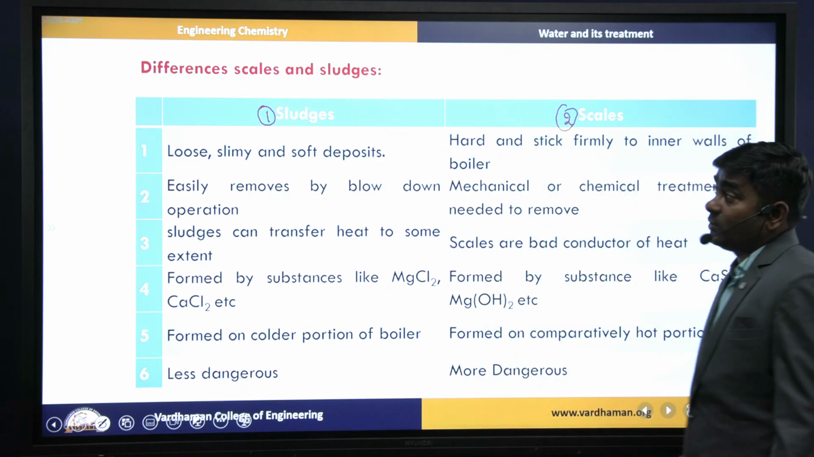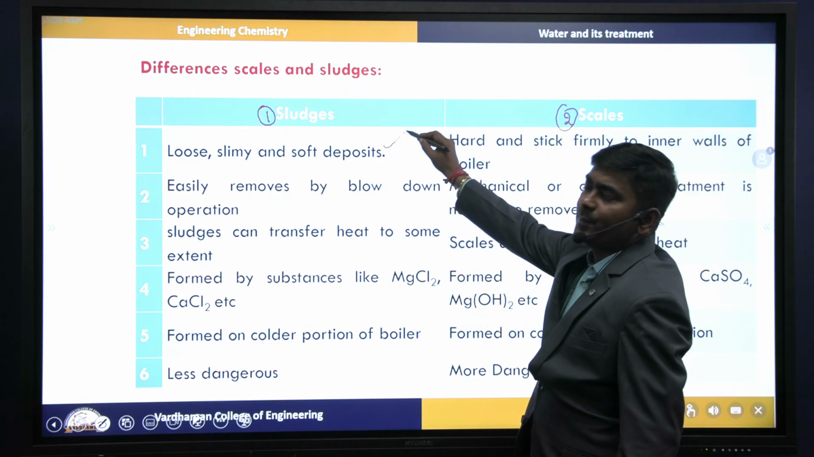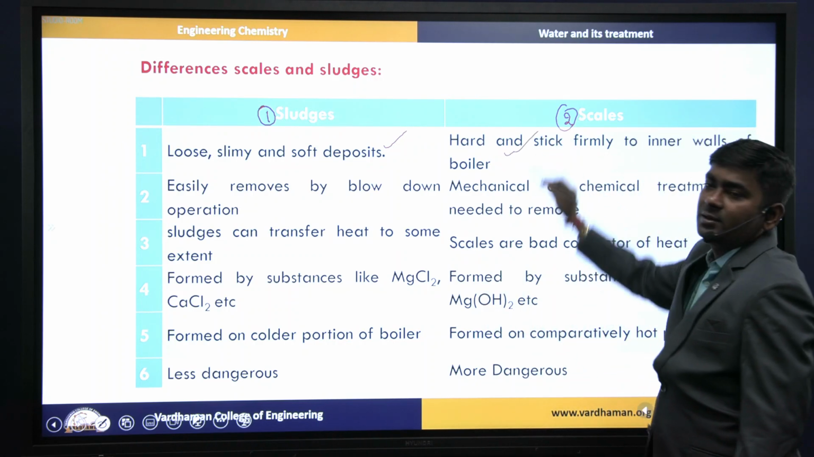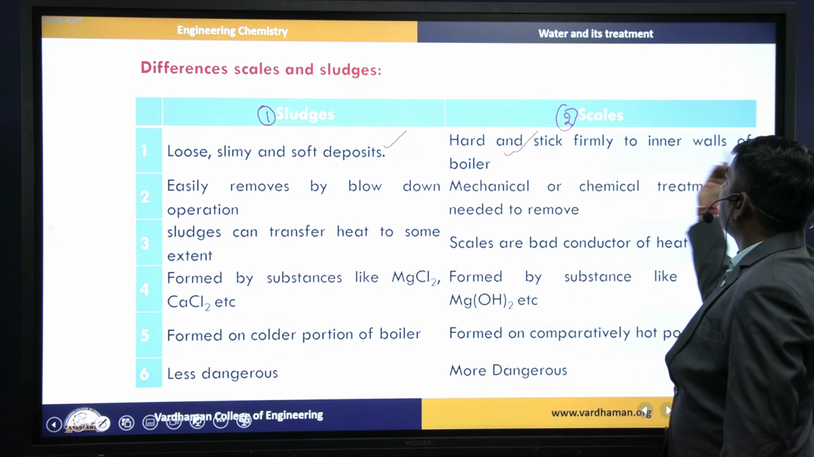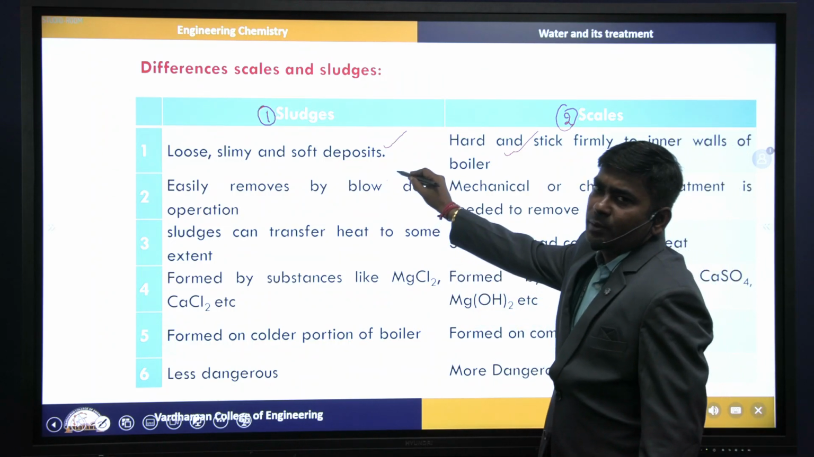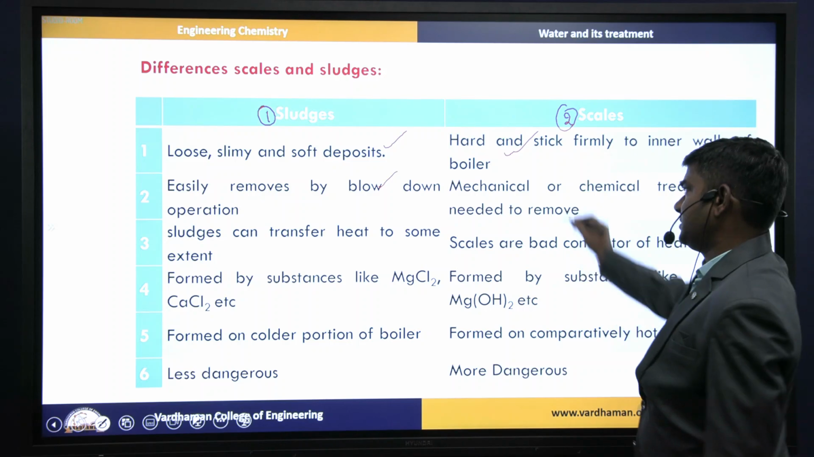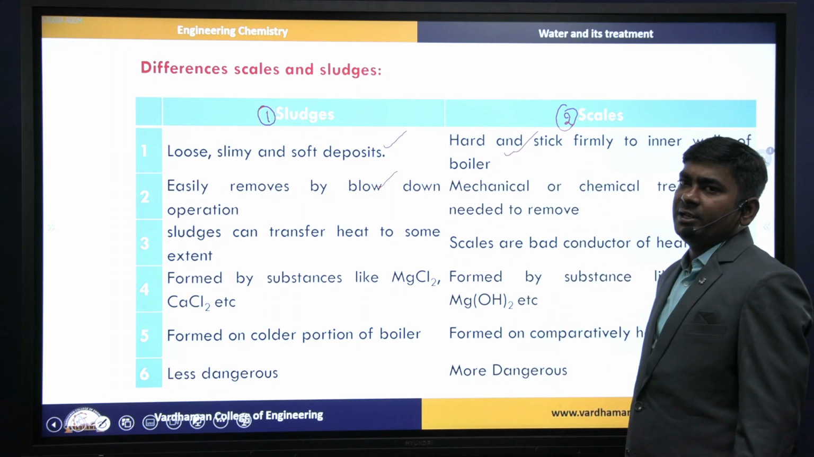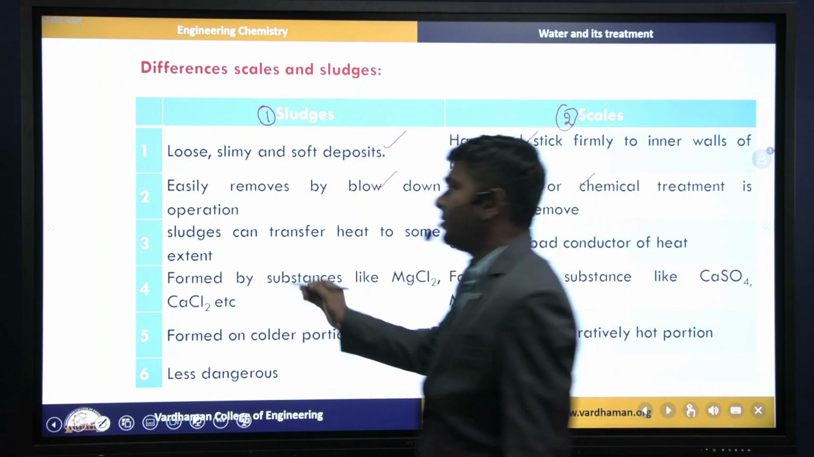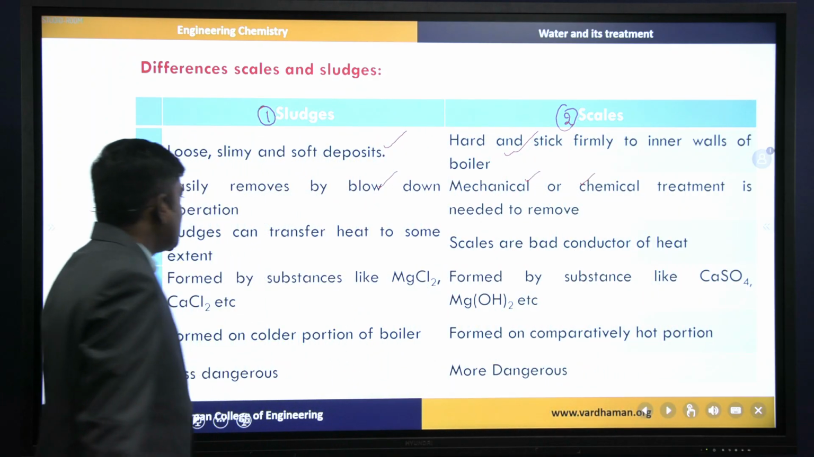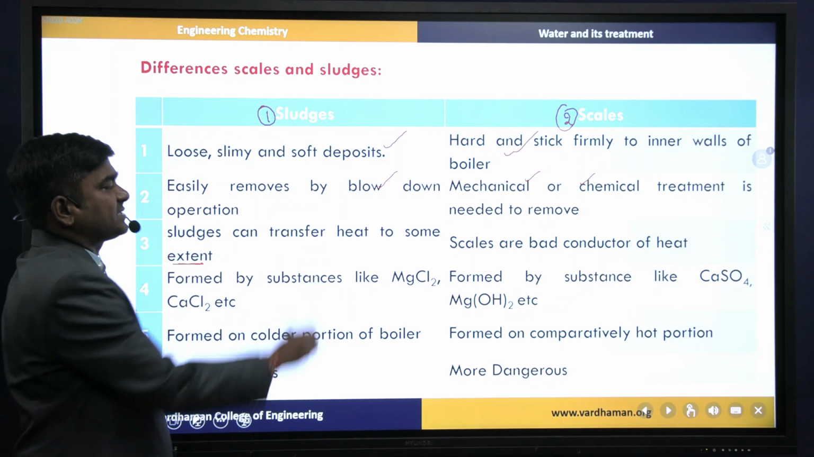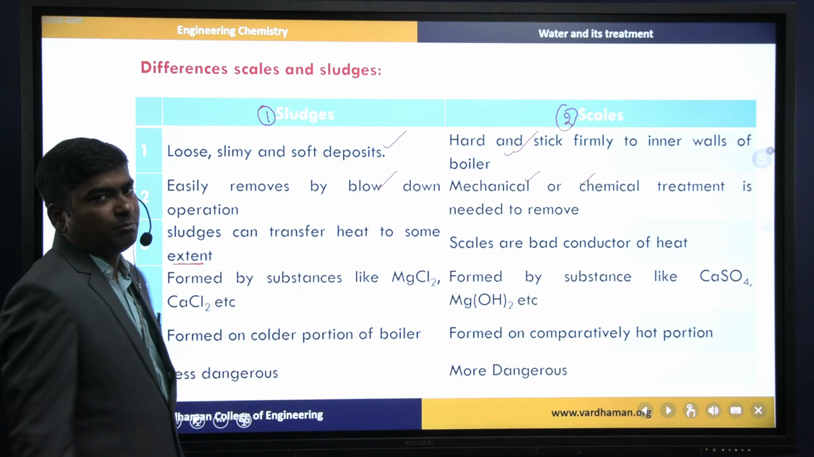Next, differences between sludges and scales. First, sludges are loose, slimy deposits, whereas scales are hard and stick to inner walls of the boiler. Next, sludges are easy to remove by blowdown operation, whereas scales are not easy to remove. We need to go for either a mechanical method or a chemical method.